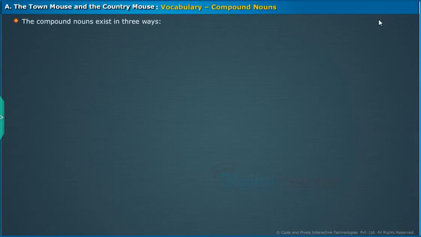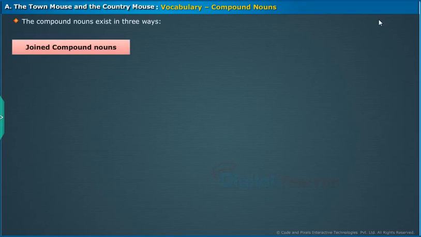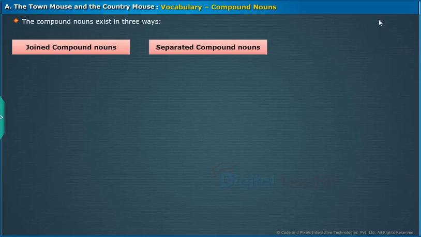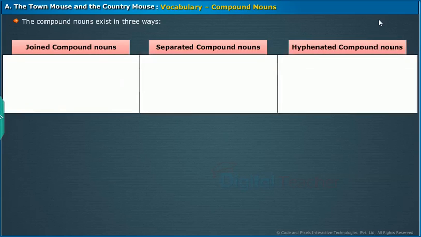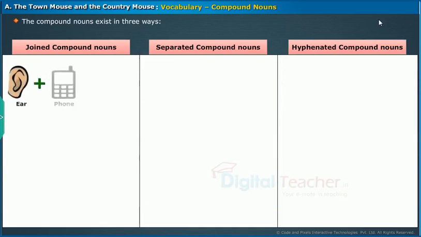The compound noun exists in three ways. Joined compound nouns, separated compound nouns, hyphenated compound nouns. Combination of two words, ear and phone, gives a compound noun, earphone, which is a joined compound noun.